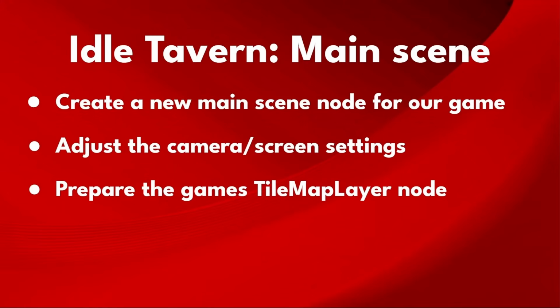Alright, in this section, we're going to get started creating the main scene. First thing we'll do is create a new main scene node for our game. We're then going to adjust the camera/screen settings. After that, we'll go ahead and prepare the game's tile map layer node. Now let's go ahead and jump right in.